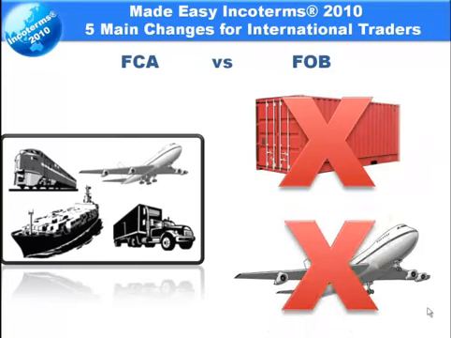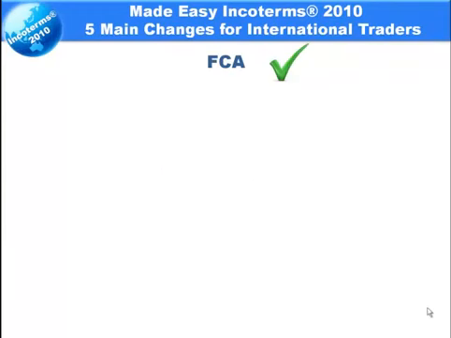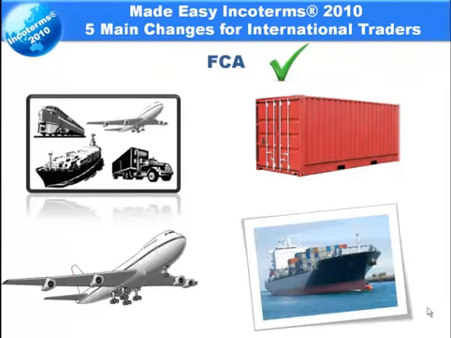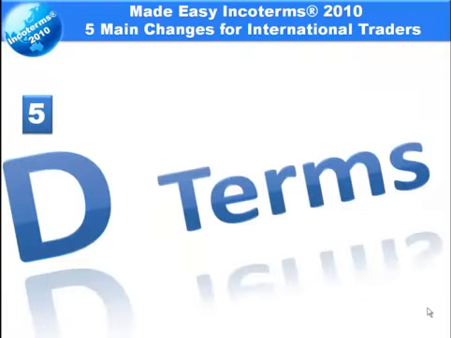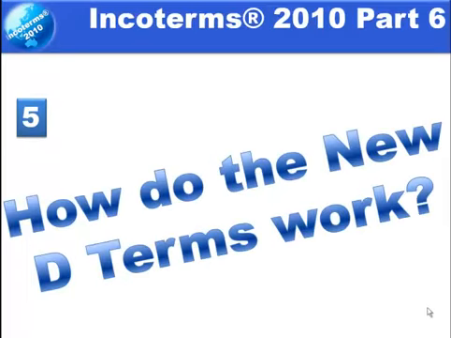This is definitely incorrect, and the FCA airport or FCA air cargo terminal should be used instead. FCA, as we discussed earlier, can be used for any mode of transport, including sea freight. So that brings us to the fifth point of our video, the D terms. How do the new D terms DAT and DAP work?